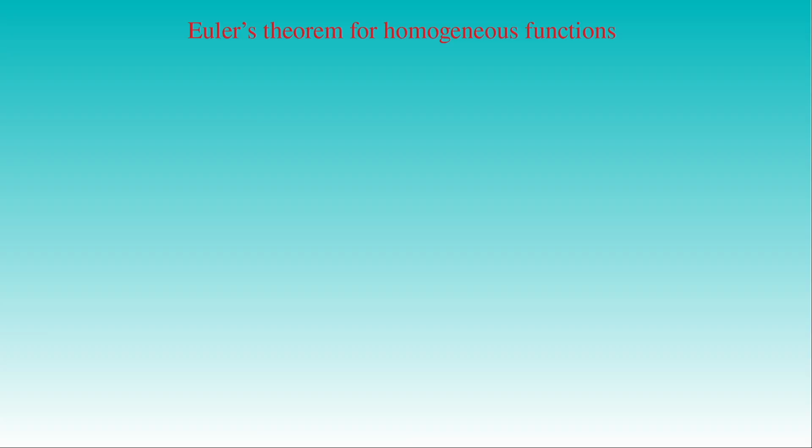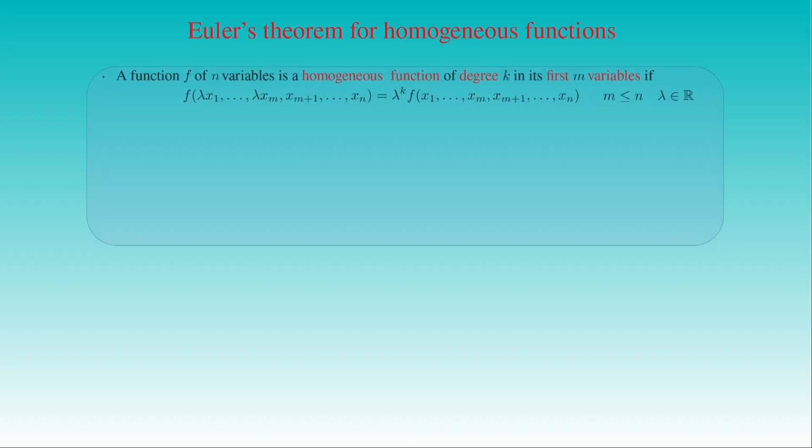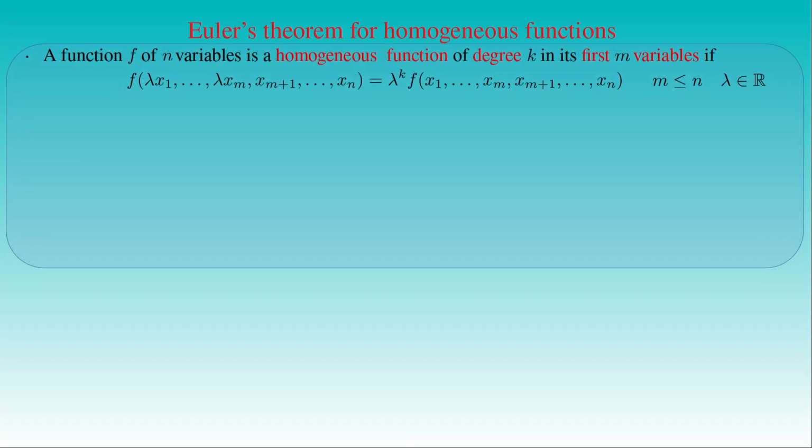We call a function f of n variables a homogeneous function of degree k in its first variables x1, x2, ellipsis, xm with m less than or equal to n, if the function f evaluated at lambda times x1, ellipsis, lambda times xm, xm plus 1, ellipsis, xn, is equal to lambda to k times the function f evaluated at x1, ellipsis, xm, xm plus 1, ellipsis, xn. Here lambda is an arbitrary real parameter.